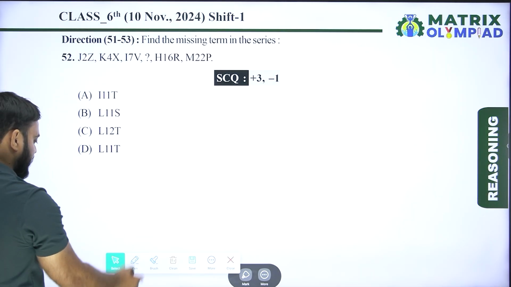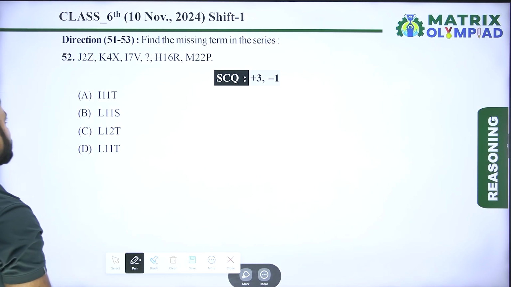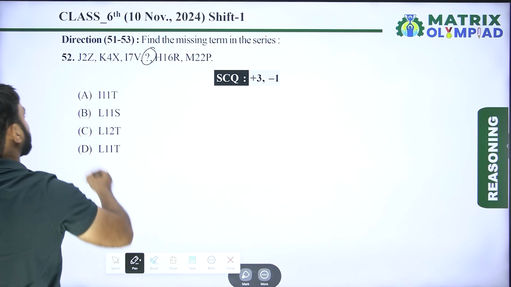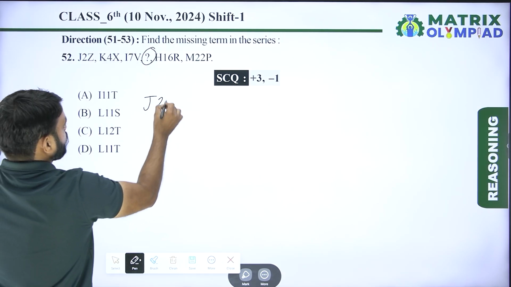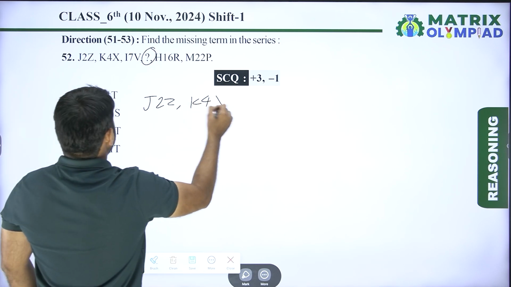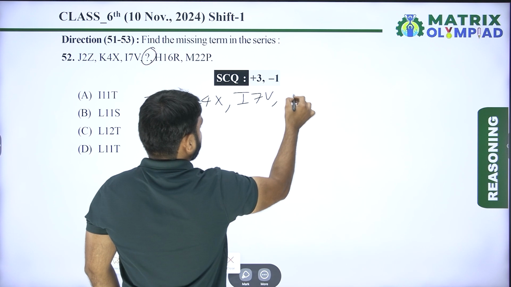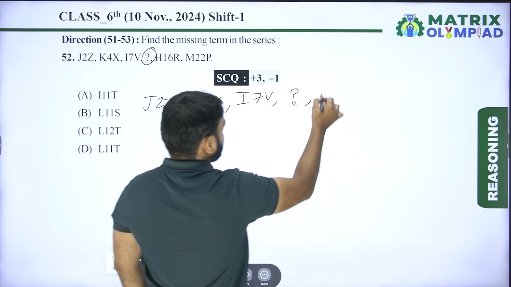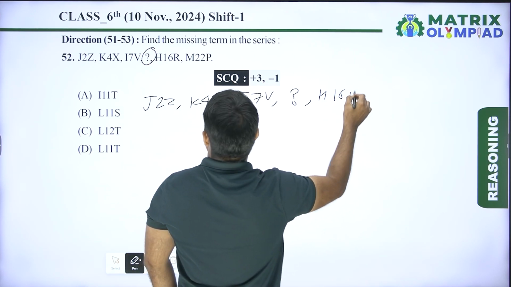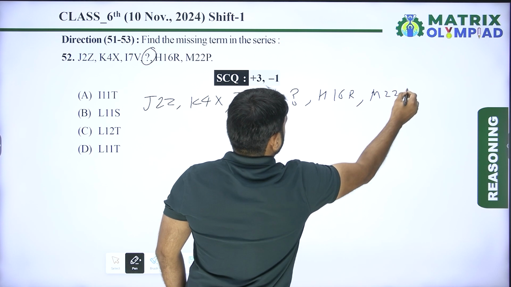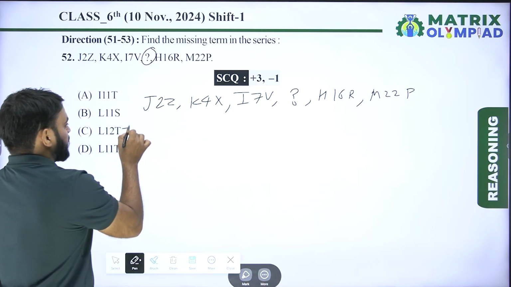Let's move on to the next question. Now the next question is question number 52. Find the missing term of the given series. The series is J2Z, K4X, I7V. After this the next is missing. After the missing term, the next is H16R, then M22P. So first find the pattern of the series.